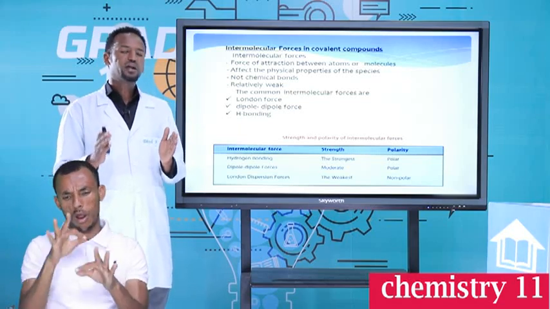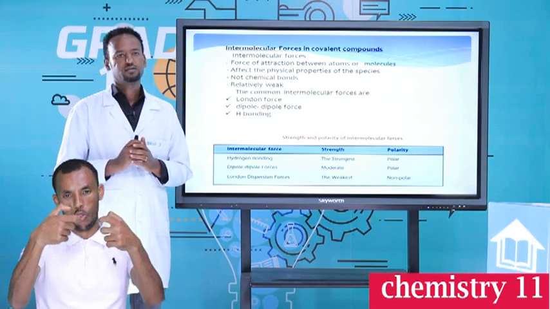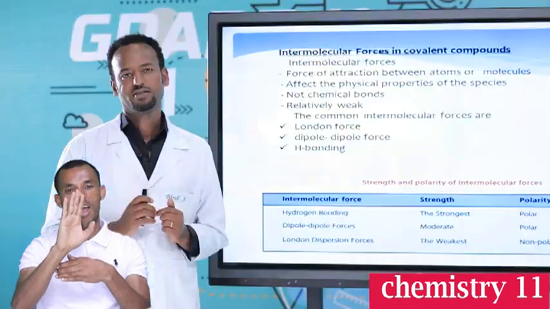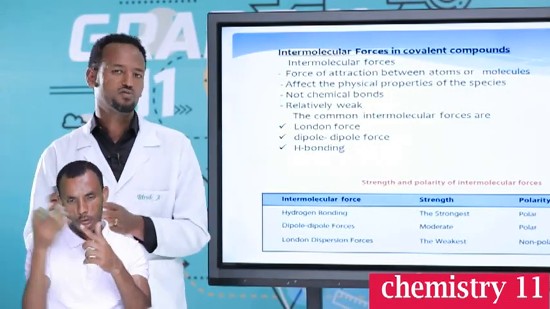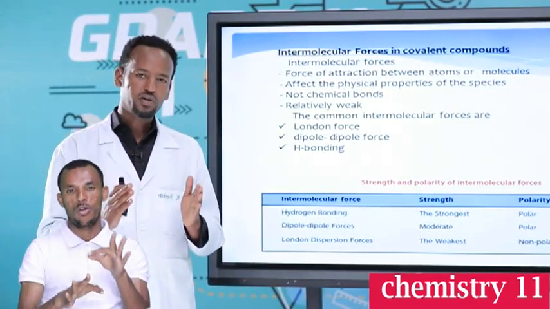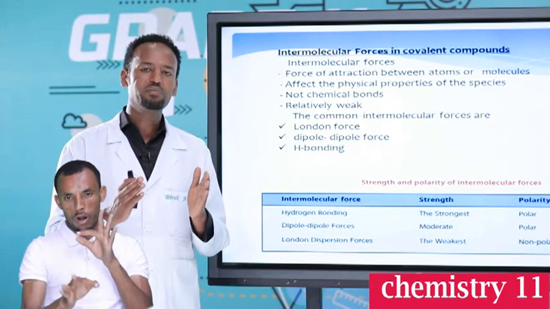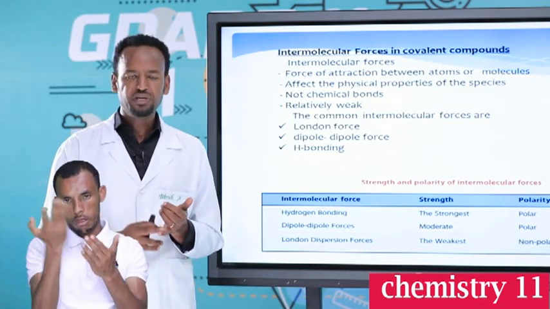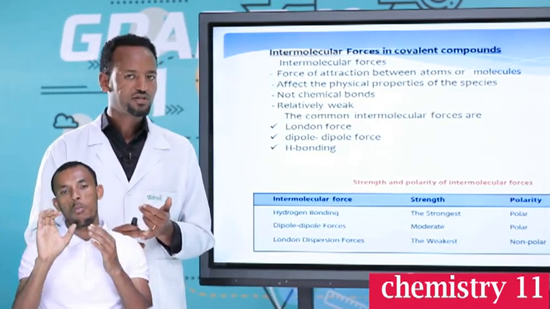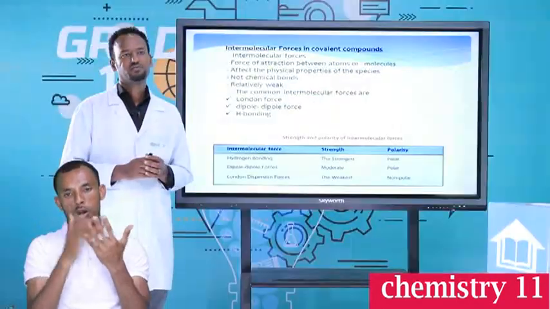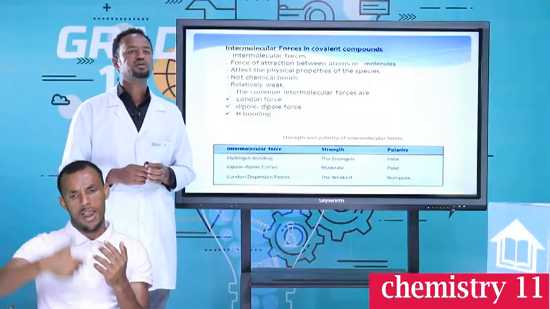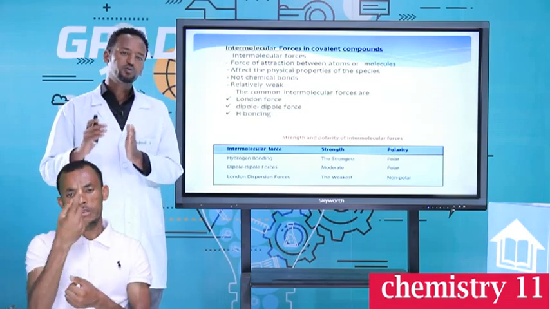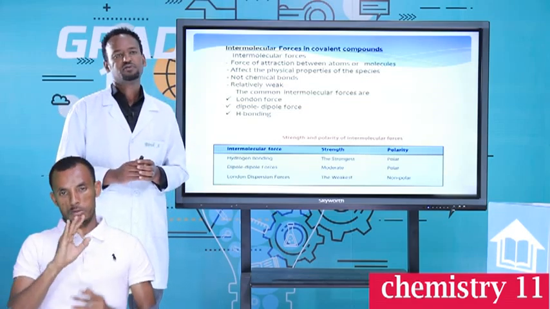Remember, there are two types of electrostatic forces. One is intramolecular forces. The other one is intermolecular forces. Intramolecular force affects the chemical properties of the species, like ionic bond, covalent bond, and metallic bonds. The other one is intermolecular forces. Intermolecular forces affect the physical properties of the species.